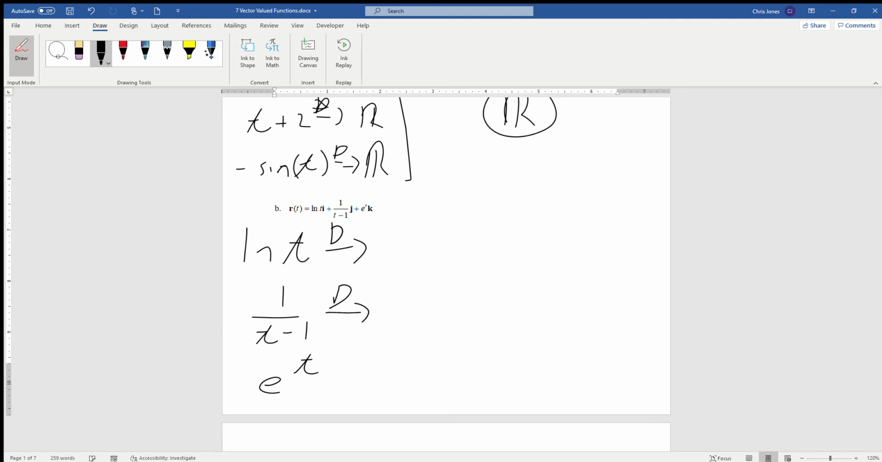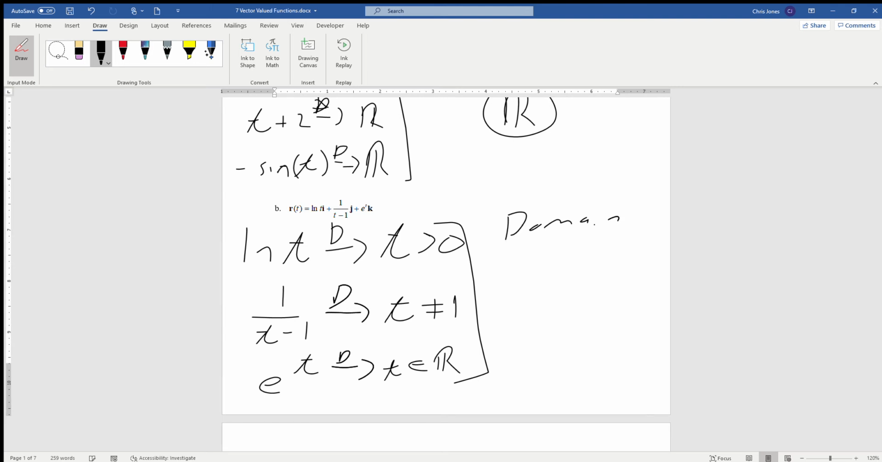So go back to pre-calculus, and remember that the domain of the ln function is anything bigger than 0. The domain of 1 over t minus 1 can be any real number, except that t cannot be equal to 1, because if it is, you would divide by 0. And then for the exponential function, all real numbers. So we're just going to make a big old domain sandwich out of this, and we're going to make an interval.